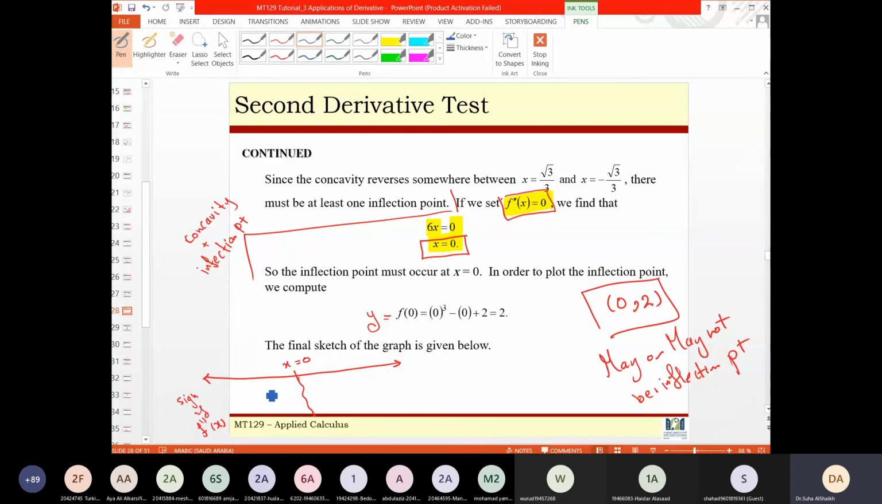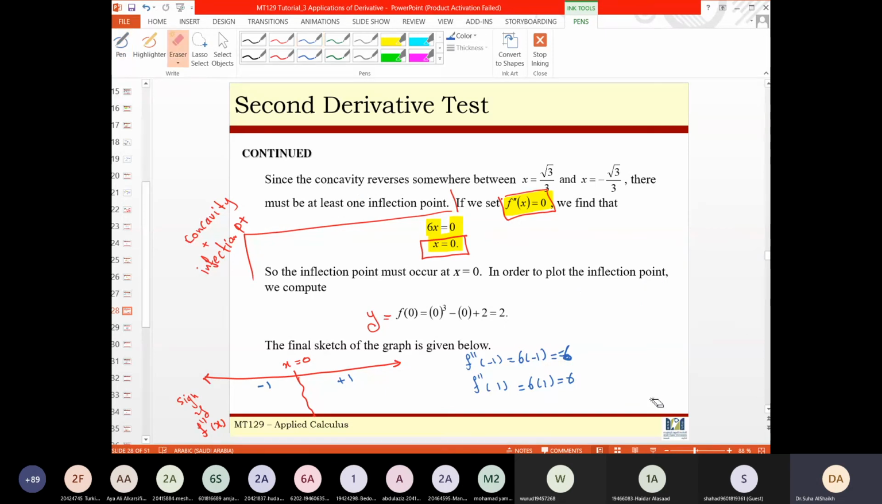Choose a point before the 0, minus 1. Choose a point after the 0, plus 1. So we find f double dash at minus 1 and f double dash at 1. This will be 6 times minus 1, which is equal to minus 6. This will be 6 times 1, equal to 6. Let me clear this. So f double dash at minus 1 is negative, it's less than 0.